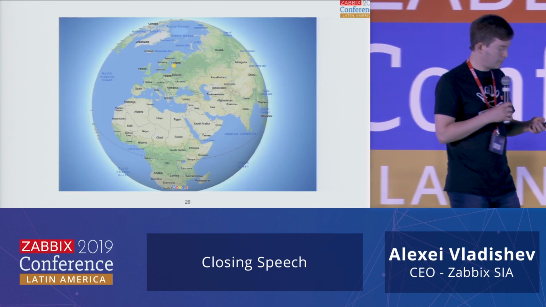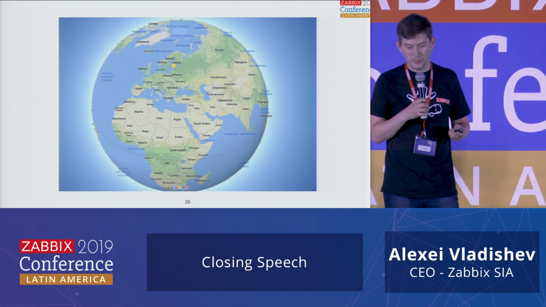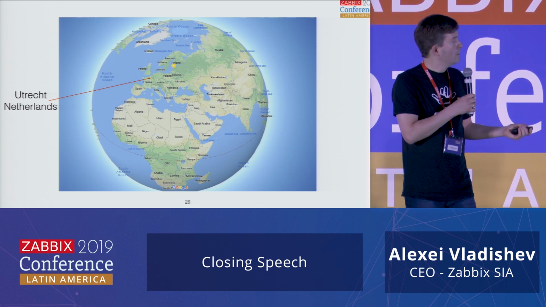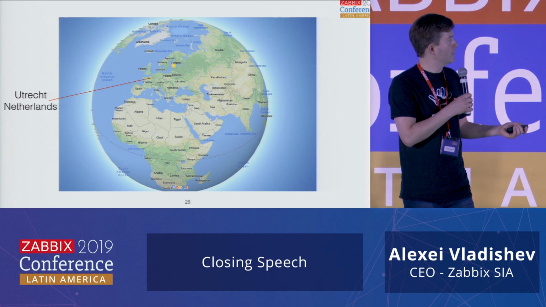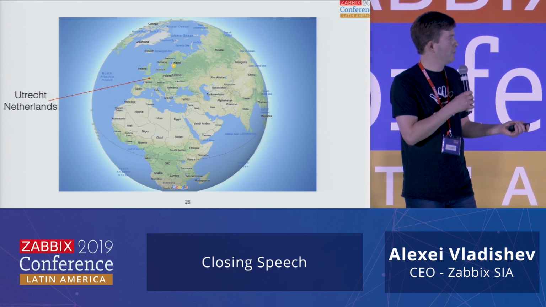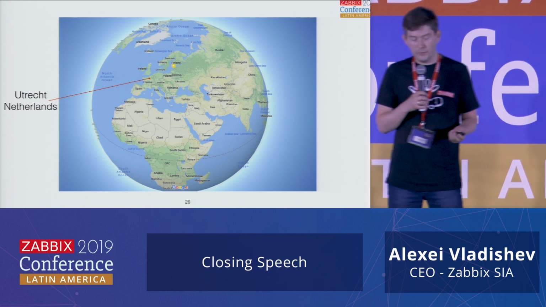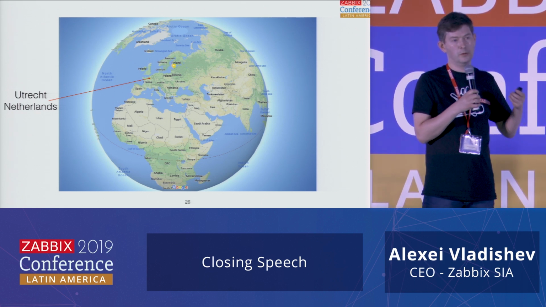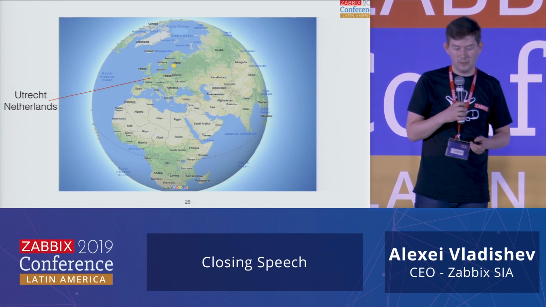Another example is another conference which took place this year. It was in Utrecht, Netherlands. So it is somewhere here. So this is Latvia, Riga. This is Europe, and this is the Netherlands. So at this point near France and Luxembourg. And the first time we had the Zabbix Benelux conference. Benelux stands for Belgium, Netherlands, and Luxembourg.